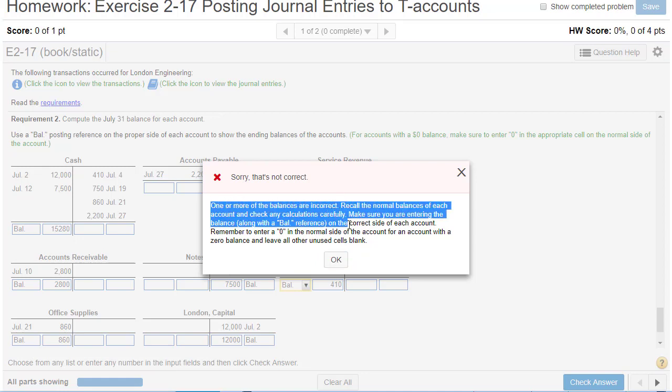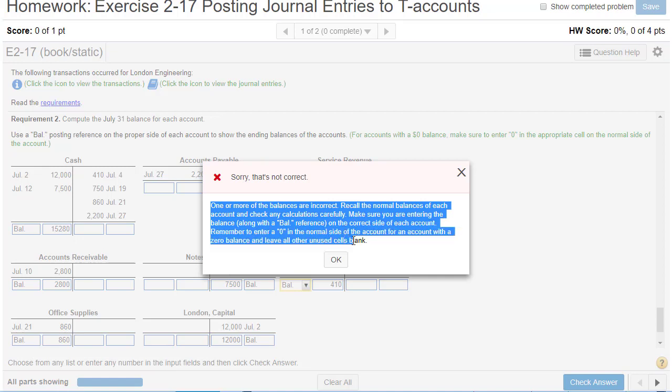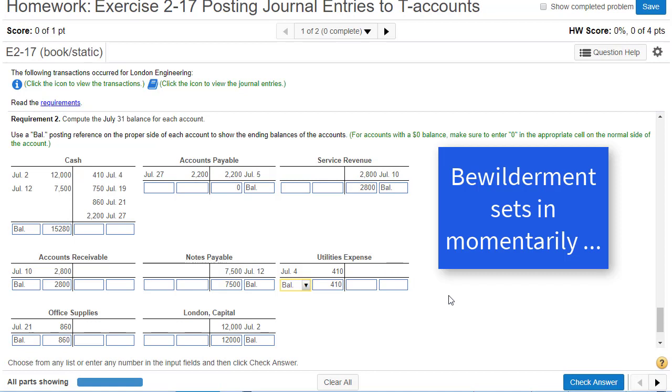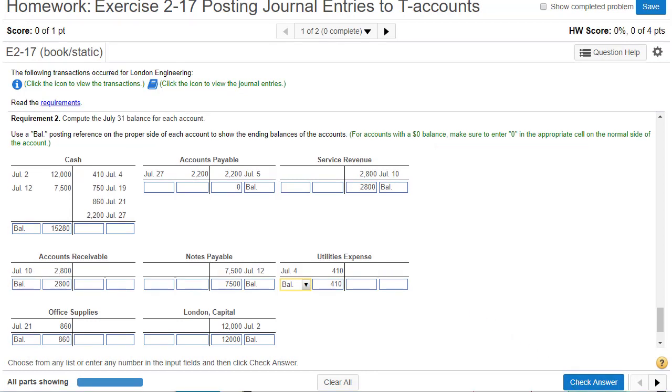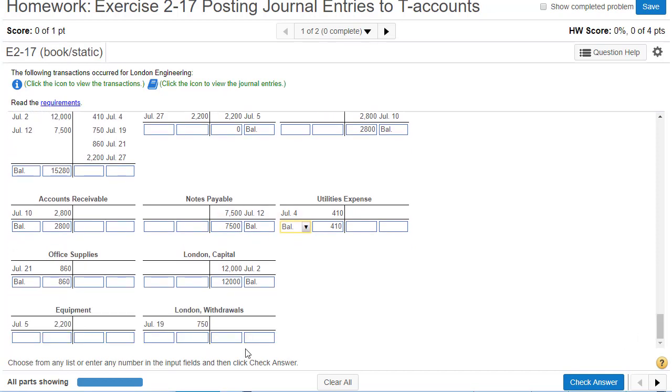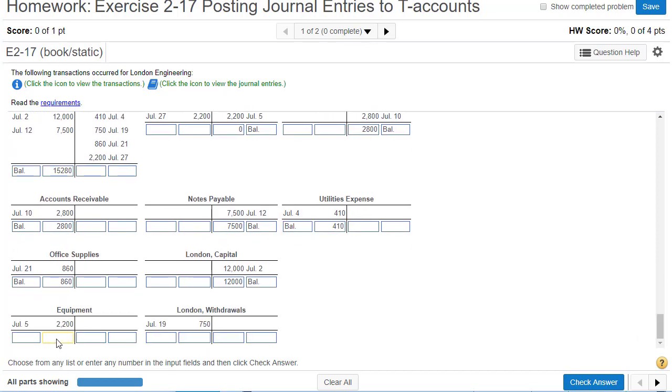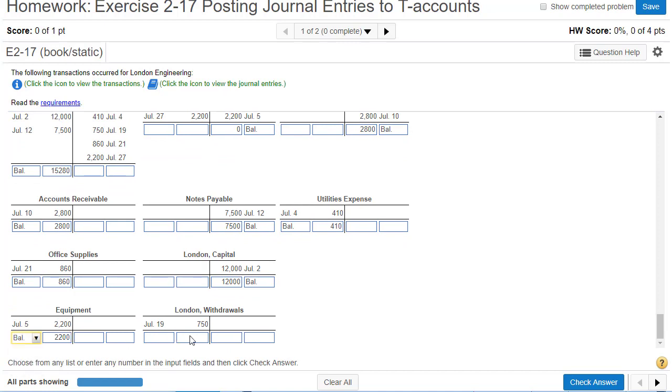Recall the normal balance. Make sure that you are entering the balance along with a BAL reference on the correct side of each account. Remember to enter a 0 on the normal side, which means the plus side. And here's what I find out that I did wrong. I did not scroll down. So I've got 2 other accounts down here. So I've got $2,200 equipment balance. And then I've got withdrawal, $750 balance. So make sure you scroll down. Don't be like me.